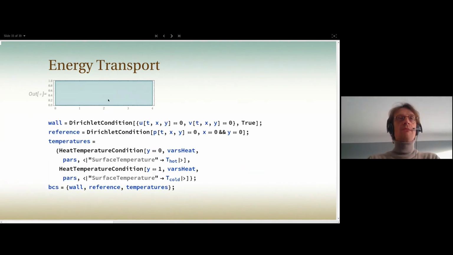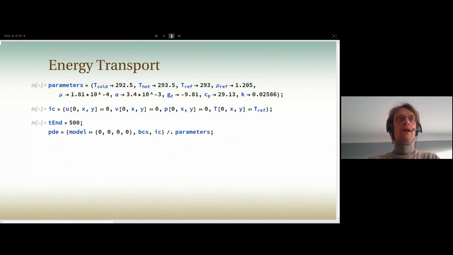Boundary conditions: for the fluid flow, everything is a wall. So U and V are set to 0, and True means everything on the boundary. And we set a small reference pressure point here in the lower corner. The temperature has a heat temperature condition, hot at the bottom and cold at the top. And we collect these all in a variable.